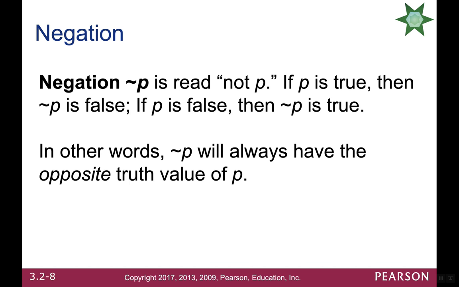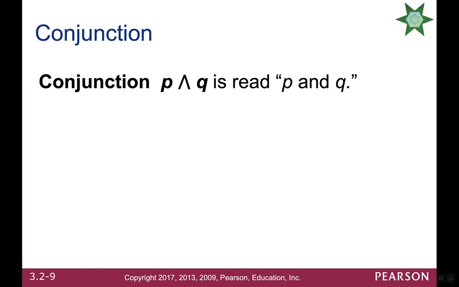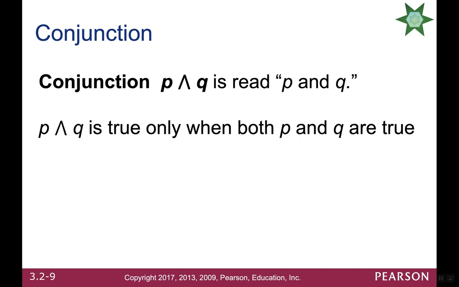Okay, so with that being said, let's look at the conjunction, P and Q. P and Q is only true when both P and Q are true. So there's one true statement and all the rest are false.